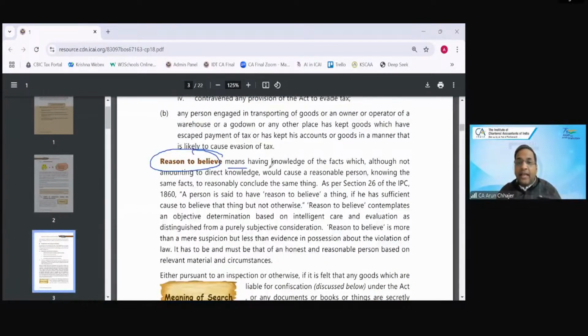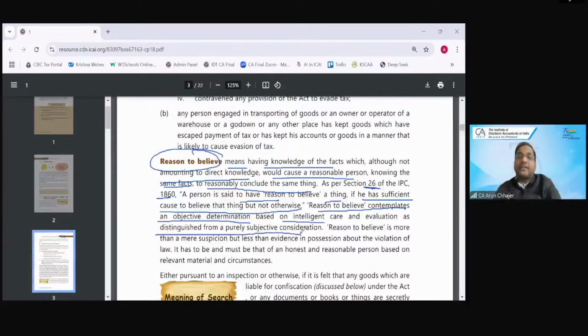Reason to believe means having the knowledge of the fact which, although not amounting to the direct knowledge, would cause a reasonable person knowing the same fact to reasonably conclude the same thing. As per section 26 of IPC, a person is said to have reason to believe a thing if he has sufficient cause to believe that thing but not otherwise. Reason to believe contemplates an objective determination based on intelligent care and evaluation as distinguished from a subjective consideration.